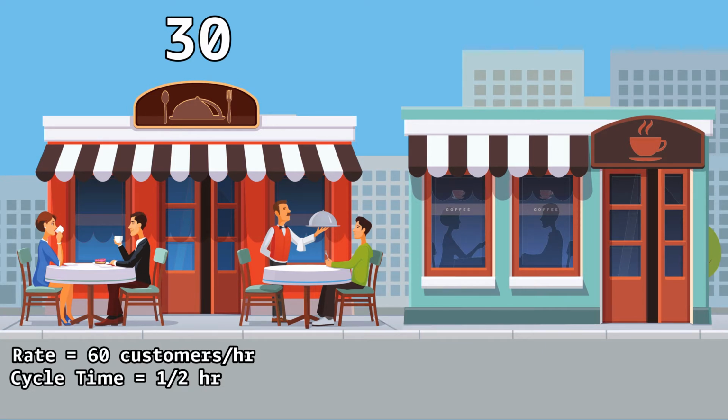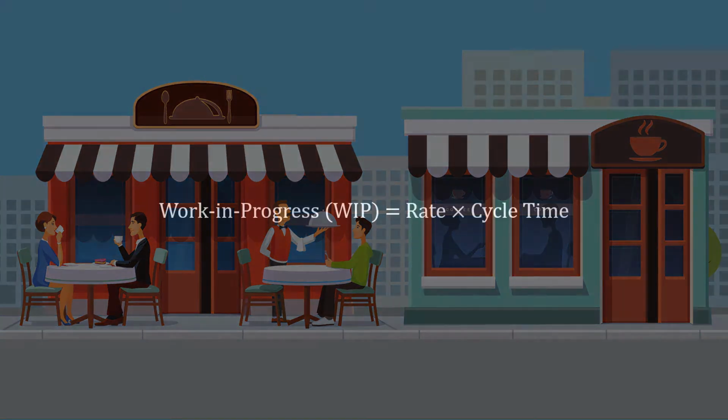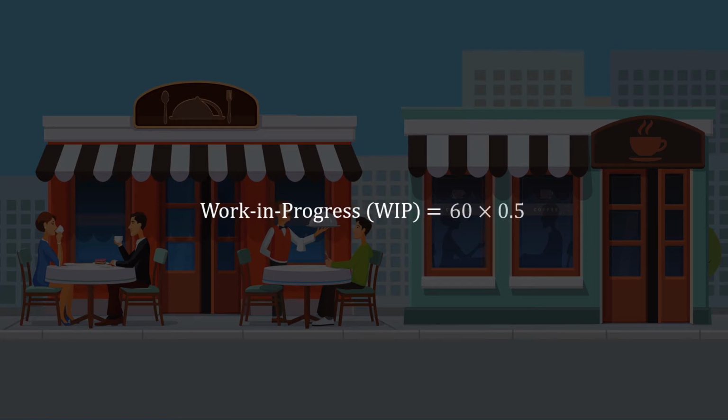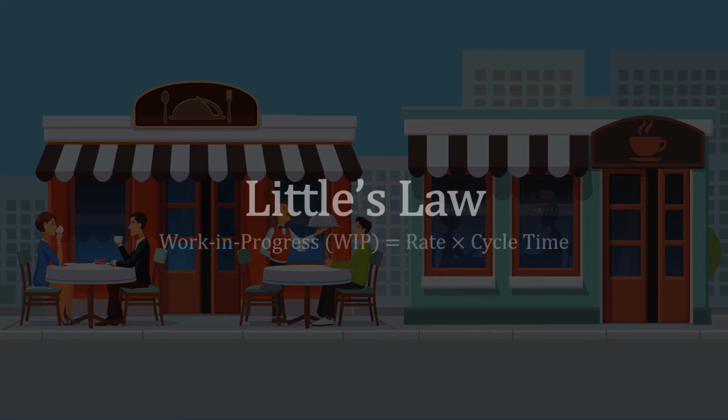1 minute later, the same happens with the second customer to have entered, he leaves and someone else comes in, I still have 30 customers. This is what is called work in progress, and it means that the restaurant will always have 30 customers from this point onwards until it closes. Mathematically, the work in progress is equal to the rate multiplied by the cycle time, which is 60 customers per hour multiplied by half an hour in this case, giving me 30 customers, as we concluded manually. This is what is called Little's Law.